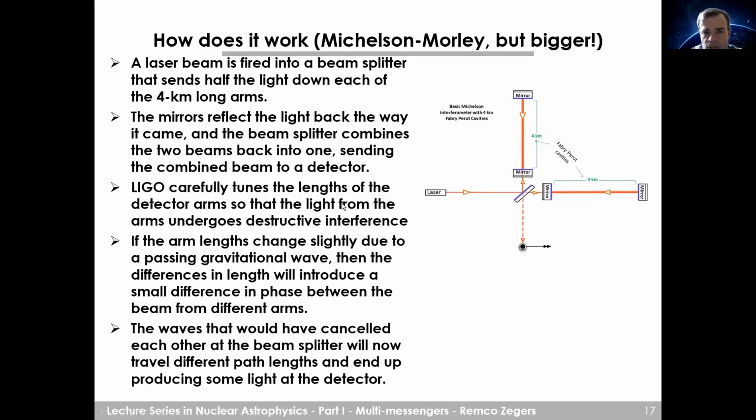LIGO carefully tunes the length of these detector arms, so these two arms right here, so that the light from the arms undergoes destructive interference, so that the light just cancels out and you see no signal here. If an arm length changes slightly because a gravitational wave passes by, then the difference in the length will introduce a small difference in the phase between the beams from the two different arms. And that's how you can detect a gravitational wave. The waves that would have canceled each other at the beam splitter will now travel slightly different path lengths and end up producing some light at the detector system. That's the basic principle of these interferometers.